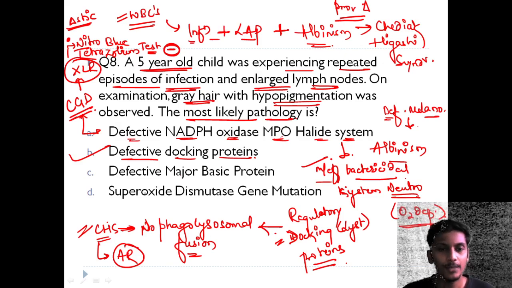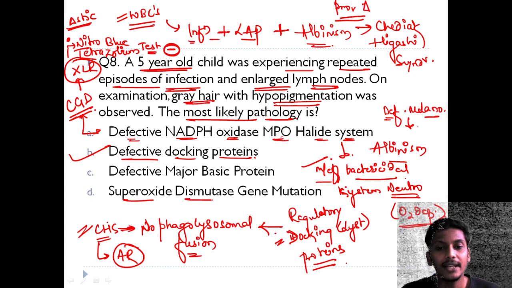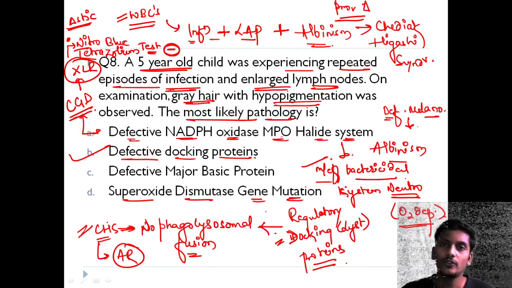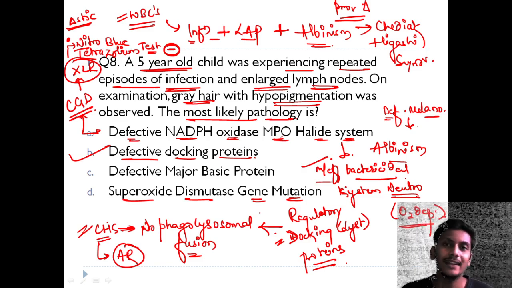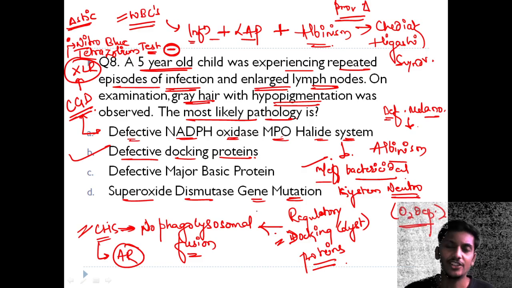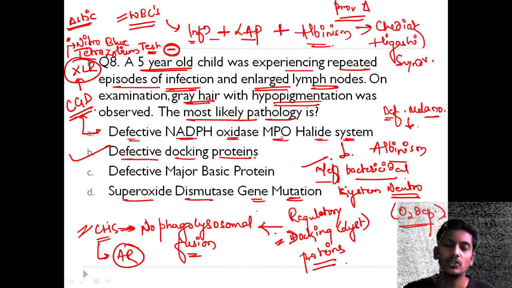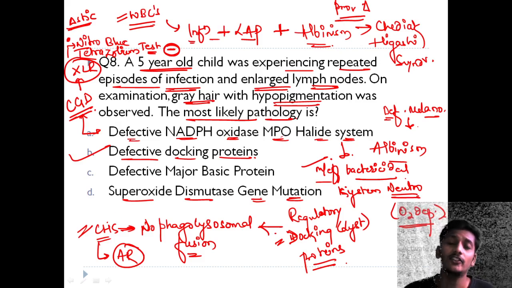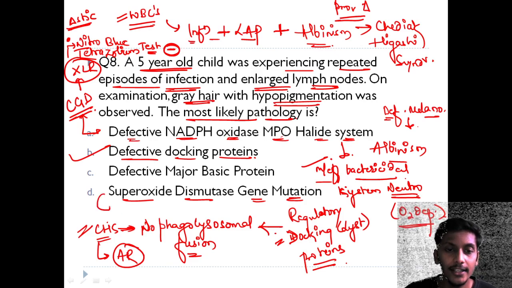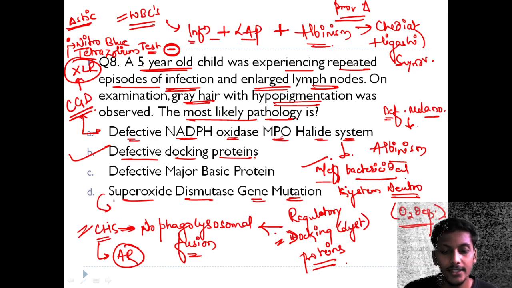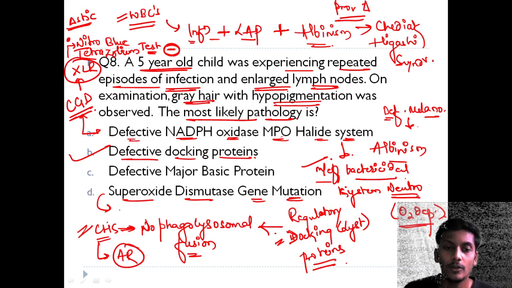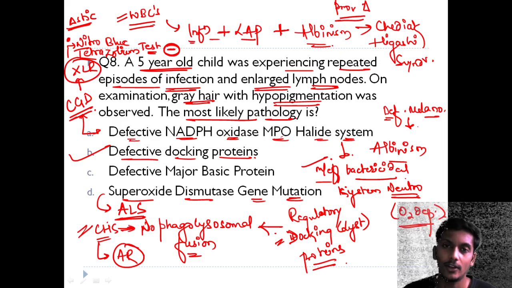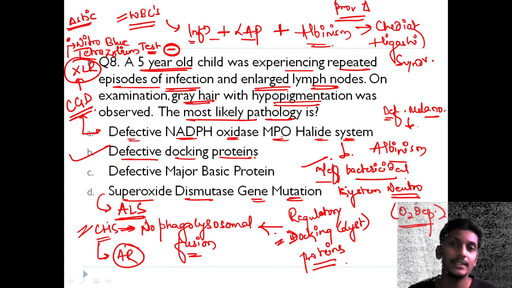One more important feature, the superoxide dismutase gene mutation, right? Superoxide dismutase is usually used for what? It is usually used for free radical inactivation. So superoxide dismutase inactivates the free radicals, and if the superoxide dismutase gene undergoes mutation, this can lead to a condition known as what? This can lead to a motor neuron disease known as ALS, that is amyotrophic lateral sclerosis, which was the condition seen in Stephen Hawking, right?